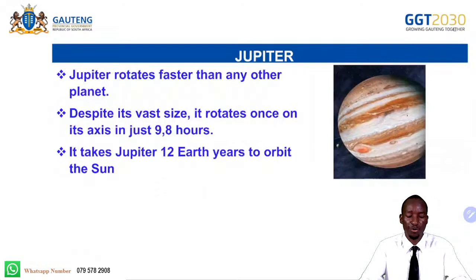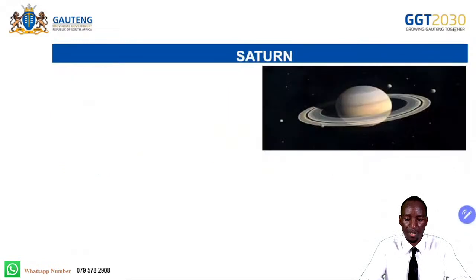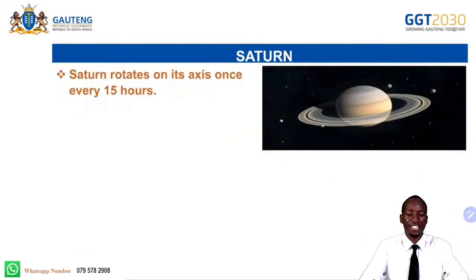It takes Jupiter 12 Earth years to orbit the Sun, which is a very, very small number. That's why Jupiter is so fast if you compare its period of revolution with the other 7 planets. Let's go to planet Saturn. This one rotates on its axis once every 15 hours.